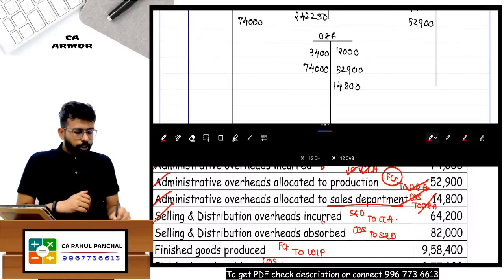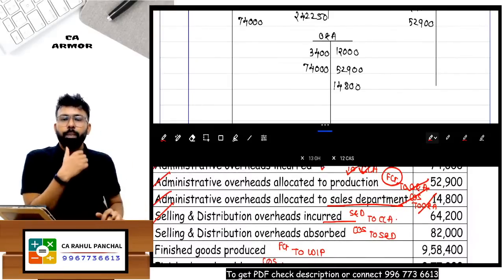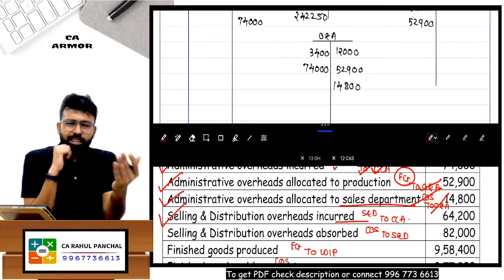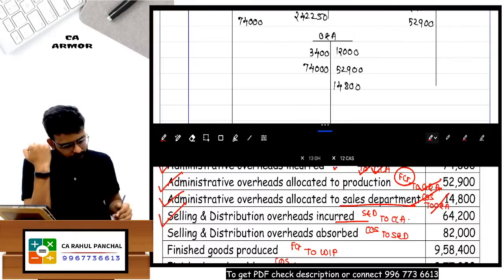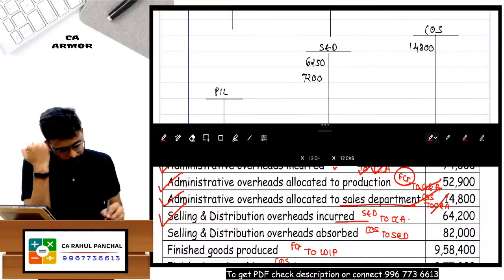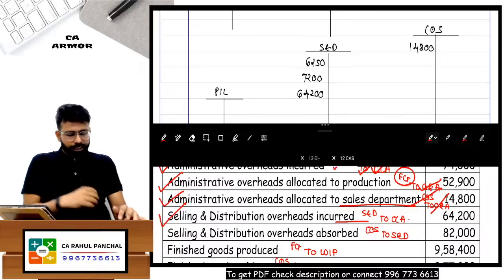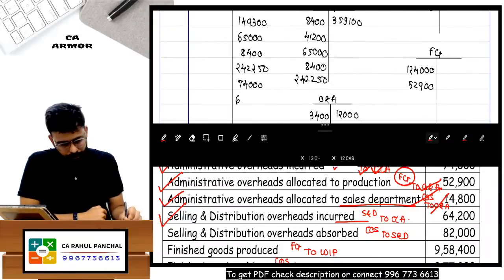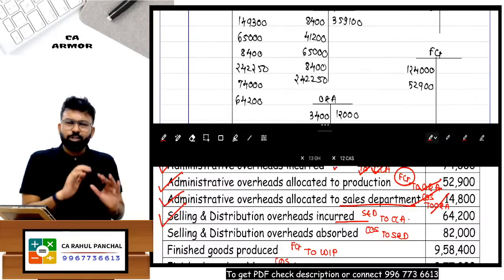Then selling and distribution overhead incurred. When you make the payment of selling and distribution, you would say S&D to cash or bank, but that is not there, so it is selling and distribution to CLA. Selling and distribution account debit side, which is 64,200, and CLA credit side, which is 64,200. That should be understandable.